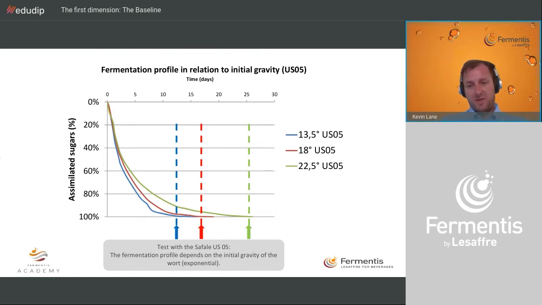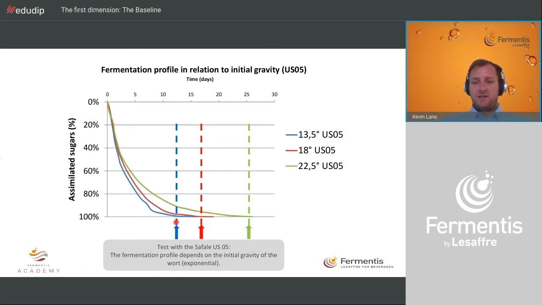One thing that I think is important to point out, because USO5 is very popular, is that the time it takes to ferment out is strongly dependent on the starting gravity. So here you have the percentage of the sugars that USO5 will ferment, so 0 at the beginning of fermentation up to 100% when the fermentation has been completed by USO5. It doesn't mean 100% attenuated. It means 100% of the sugar that USO5 will ferment.